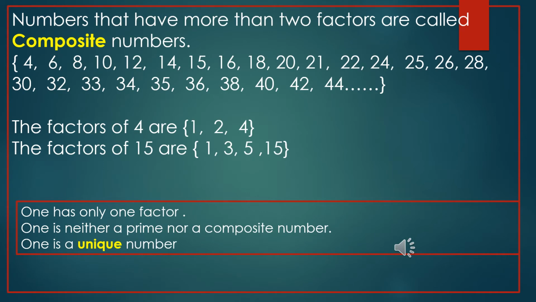Next we are studying composite numbers. Numbers that have more than two factors are called composite numbers. 4, 6, 8, 10, 12, 14, 15, 16, 18 all are composite numbers. The factors of 4 are 1, 2 and 4. The factors of 15 are 1, 3, 5 and 15. All the composite numbers have more than two factors.